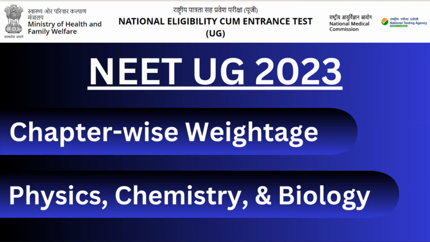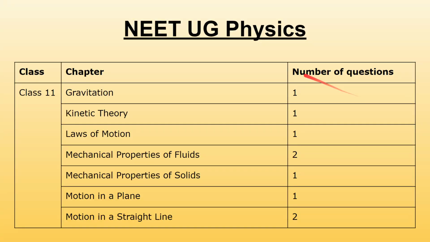This video is related to the chapter wise weightage of physics, chemistry and biology for NEET UG 2023. So let us start. First we will see the important chapters of physics. As you already know, the questions will be asked from class 11th and 12th. So first we will see the important chapters from class 11th for physics.